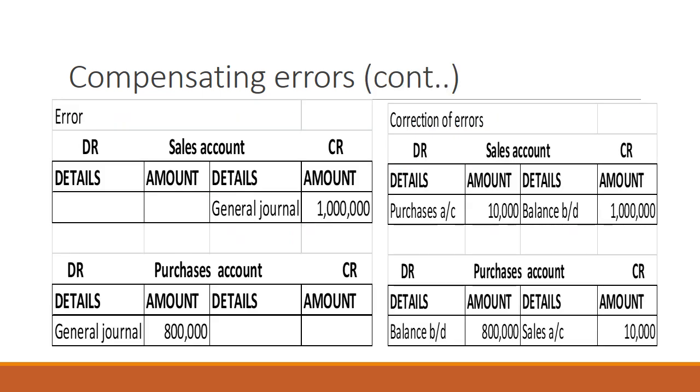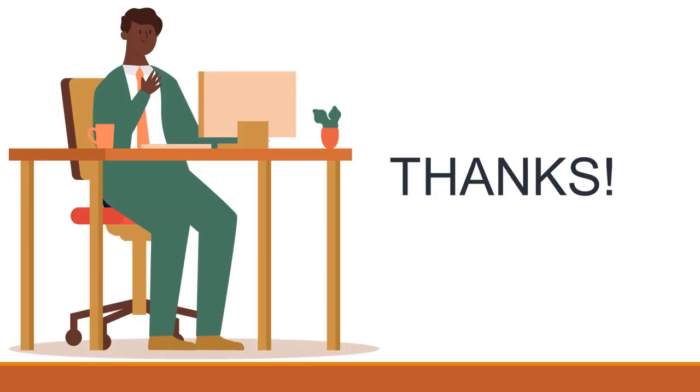So in this compensating error, the sales account was credited by 1 million and overstated by 10,000. And again, there was an overstatement of the purchases account by also 10,000. To correct this error, we need to deduct only that 10,000 from each. So we debit sales account to deduct that amount, since the sales account has a credit balance, and credit purchases account. So in the sales account we write purchases account, and in the purchases account we write sales account. This marks the end of part 1 on correction of error.